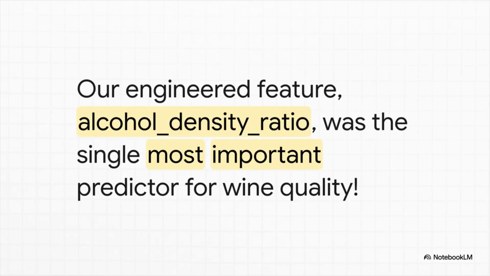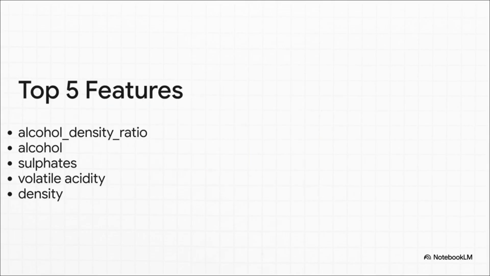So, what was the secret sauce? What was the one thing that really pushed us over the top? You guessed it. It all comes back to that one feature we created. And don't just take my word for it. Here's the proof. When we actually asked the model, hey, what was most helpful for you? Look what's at the very top of the list. Number 1, our own engineered feature, the alcohol density ratio. We didn't just help the model, we gave it its most powerful weapon.